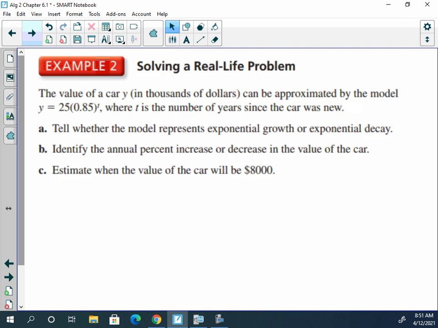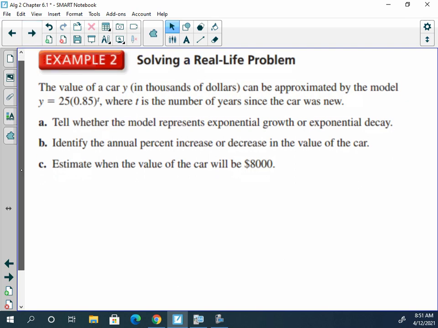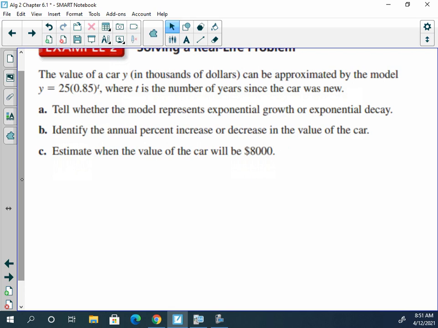Well, it would be decay because 0.85 is less than 1. It would be a decay function, and we would expect it to be so, because we know that the value of a car does not increase, it decreases after it has been bought and driven off the lot.